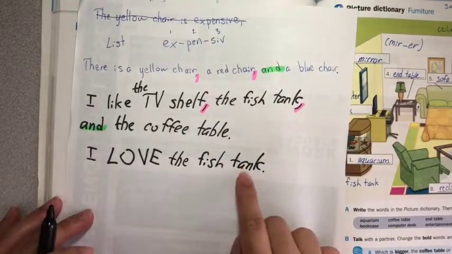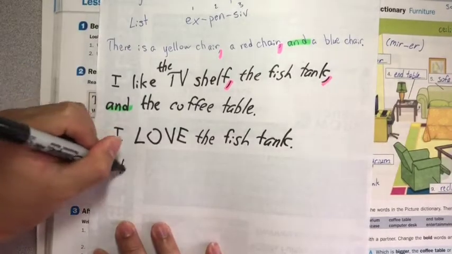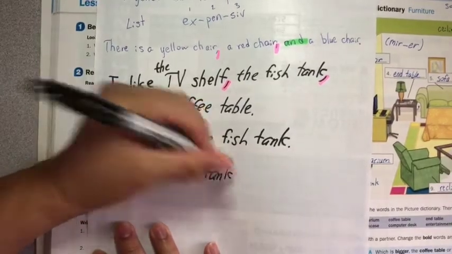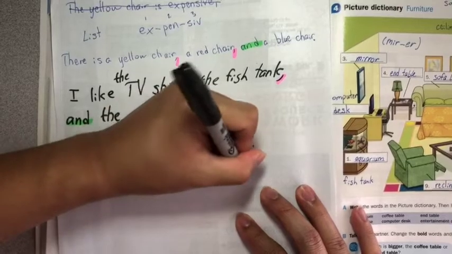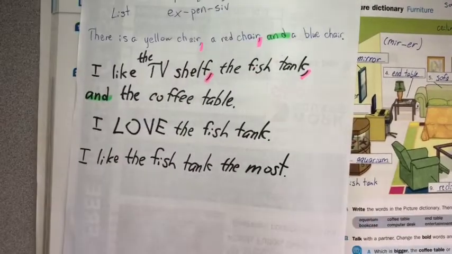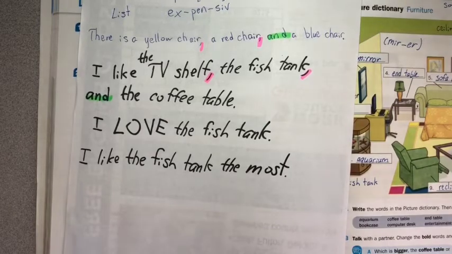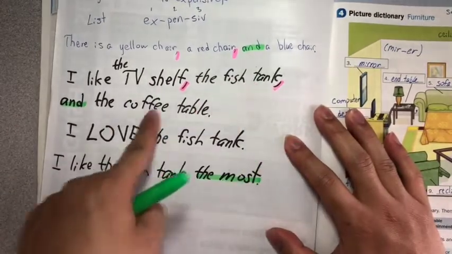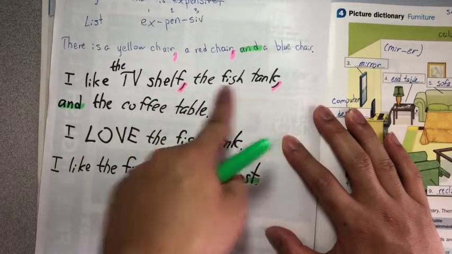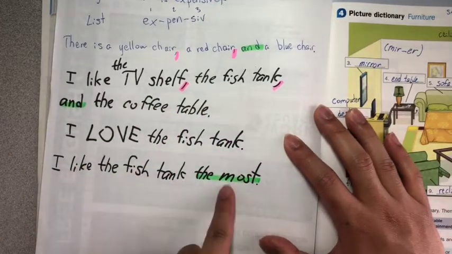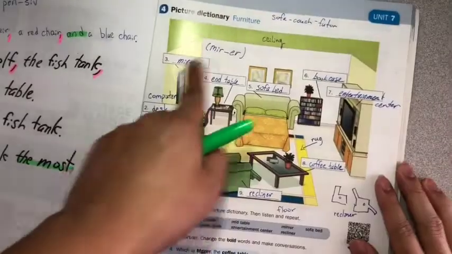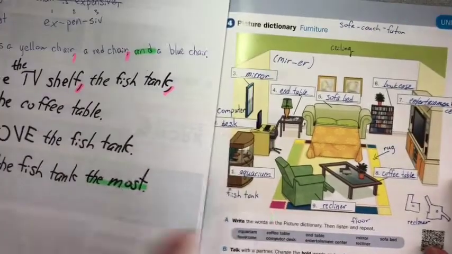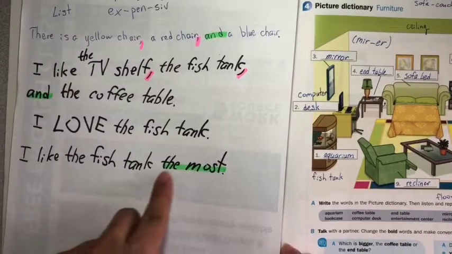But I really like the fish tank, and I want to say that. So I'm going to say, I like the fish tank the most. We're using the most because we're talking about 3 things: the TV shelf, the fish tank, and the coffee table. I like the fish tank the most. In this room, the fish tank or the aquarium is my favorite. So I like the fish tank the most.